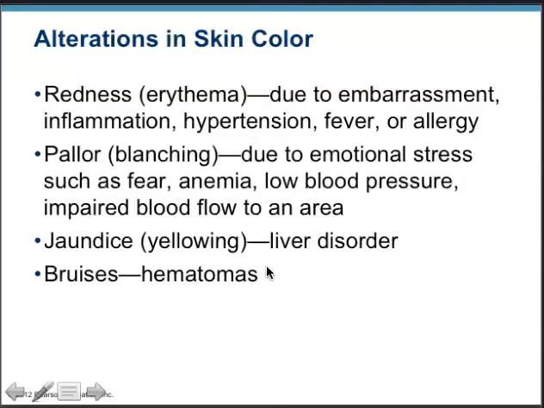Redness, which is clinically called erythema, can be due to embarrassment, inflammation, hypertension, fever, or allergy, while pallor is generally due to emotional stress such as fear, anemia, low blood pressure, or impaired blood flow to an area. Jaundice is caused by a buildup of bilirubin, which is a byproduct of the liver, in the skin. It's generally an indication of some sort of liver failure. It generally causes not only a yellowing of the skin, but also a condition known as pruritus, which is intense itching because the compounds are extremely irritating.